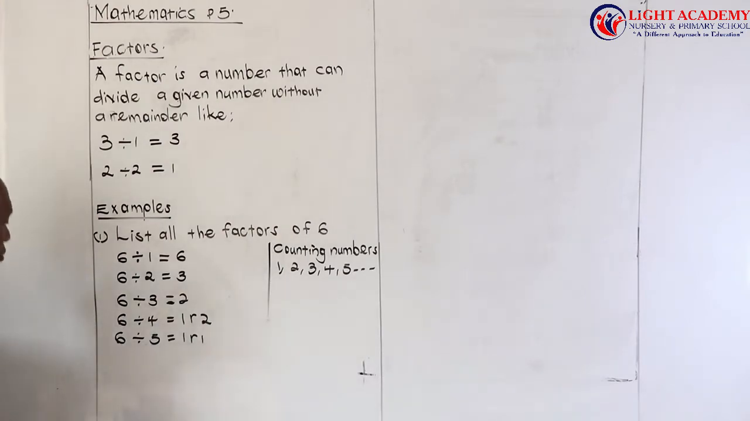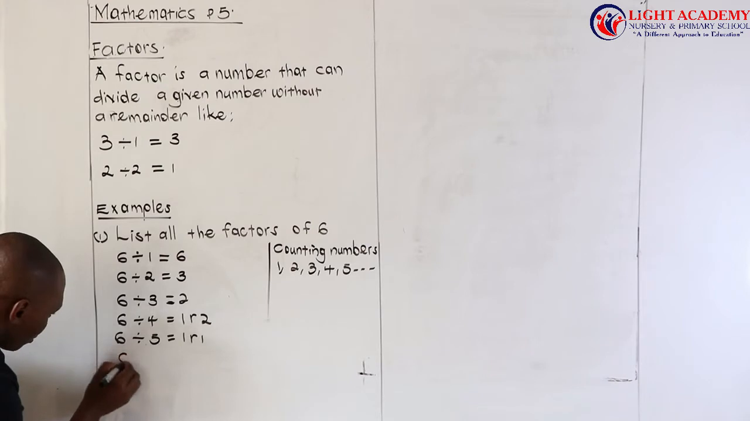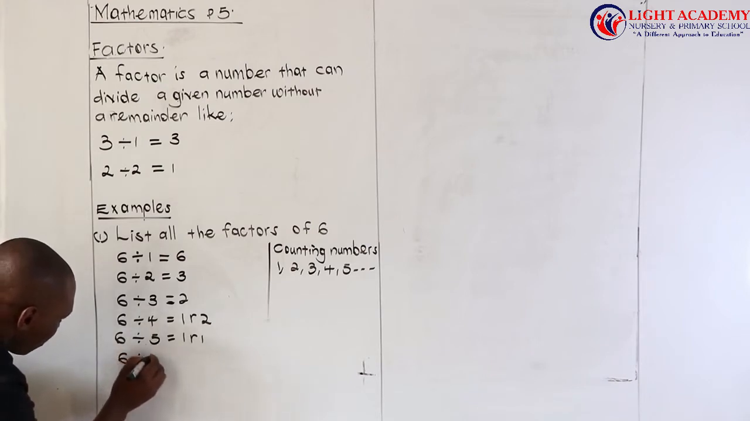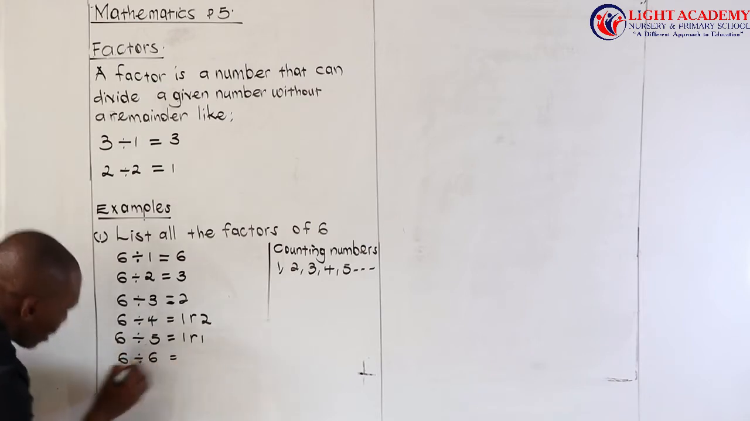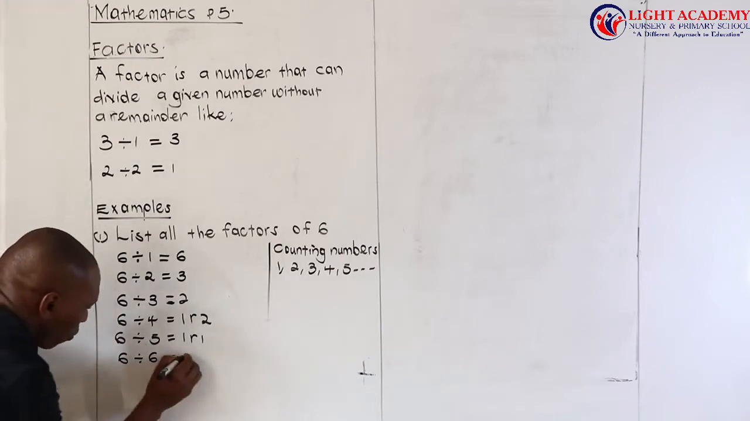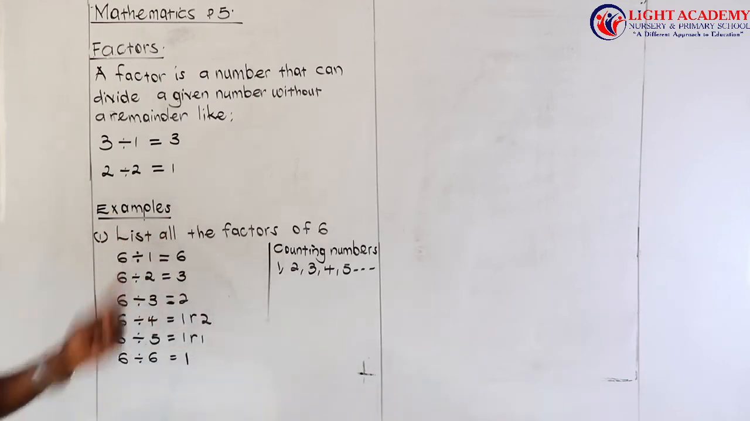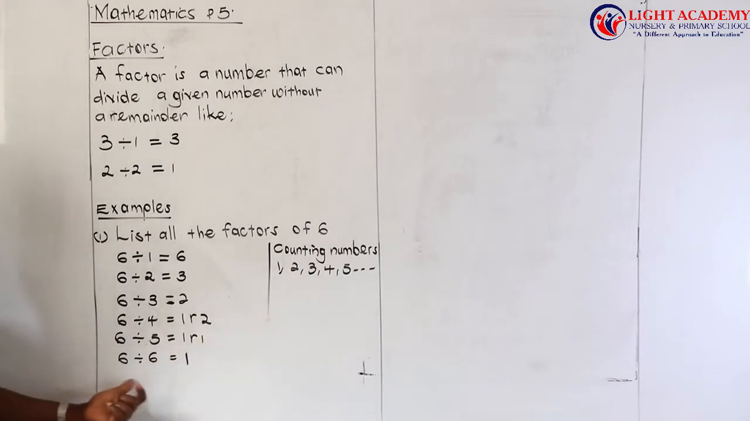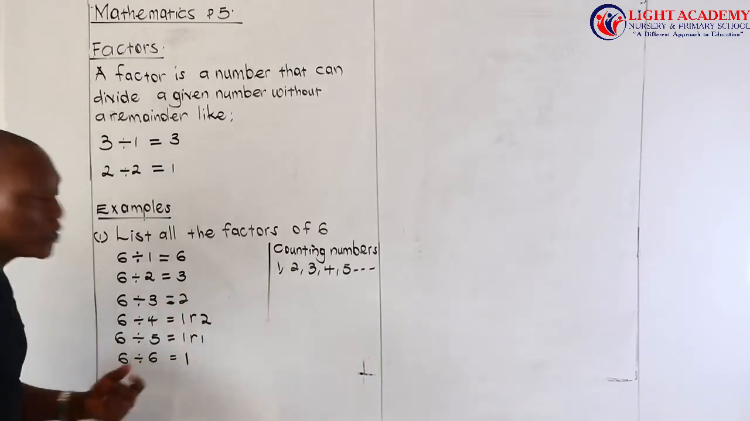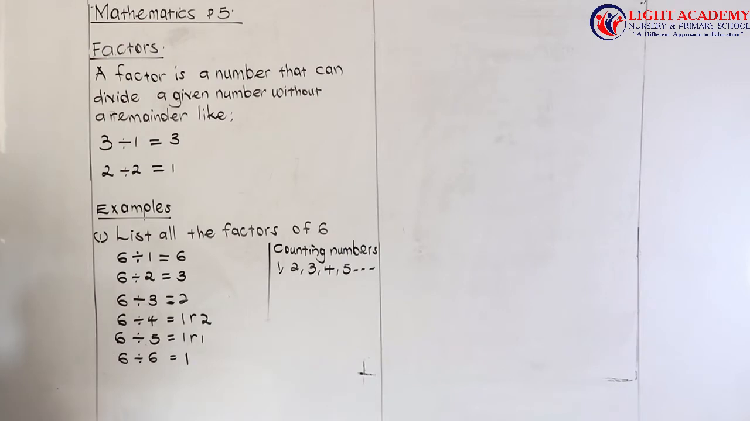Then I will put the next counting number, which is 6. I will say 6 divided by the next counting number 6. The answer I get is 1. Meaning if I'm having 6 books, I give them to 6 children, each one gets 1 without a remainder. So since when I divide 6 by 6, I don't get a remainder, it means 6 is a factor of 6. So since I've reached a counting number which is equivalent to the number of which I'm finding the factors, I will just stop at that.